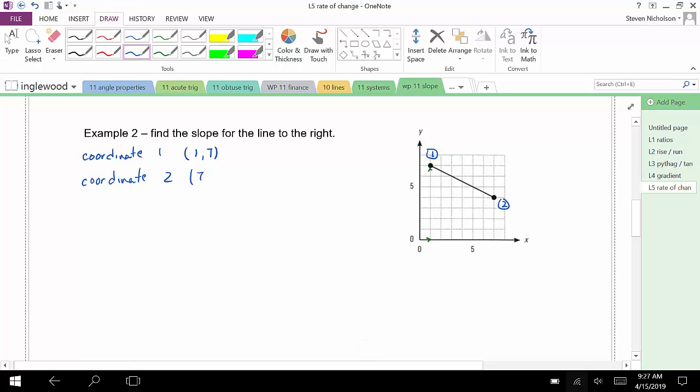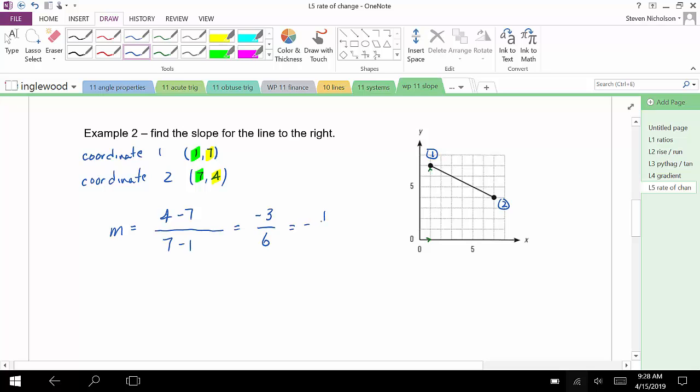is 7, comma 4. And if we wanted to use our slope formula, the slope of that line is equal to y2 minus y1, so 4 minus 7, over x2 minus x1, 7 minus 1. We get negative 3 on top, we get 6 on the bottom, and if we wanted to simplify that, we get negative 1 over 2.